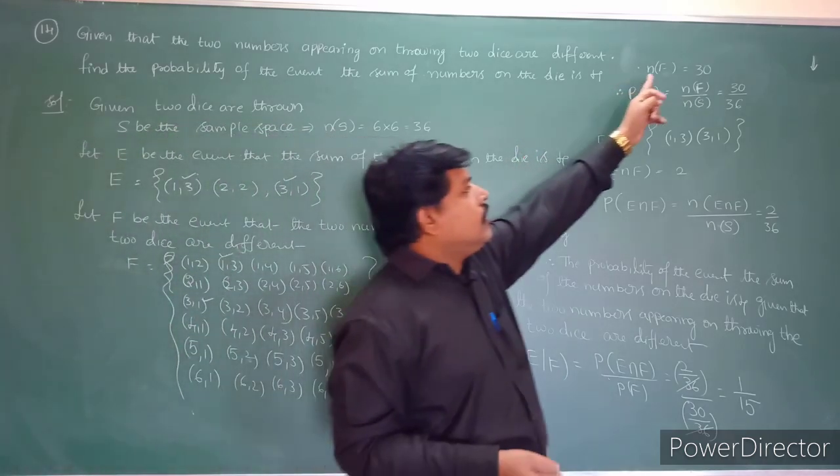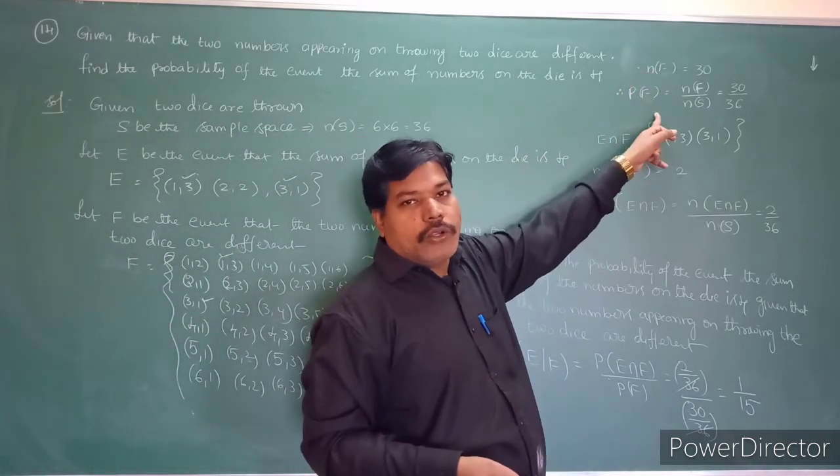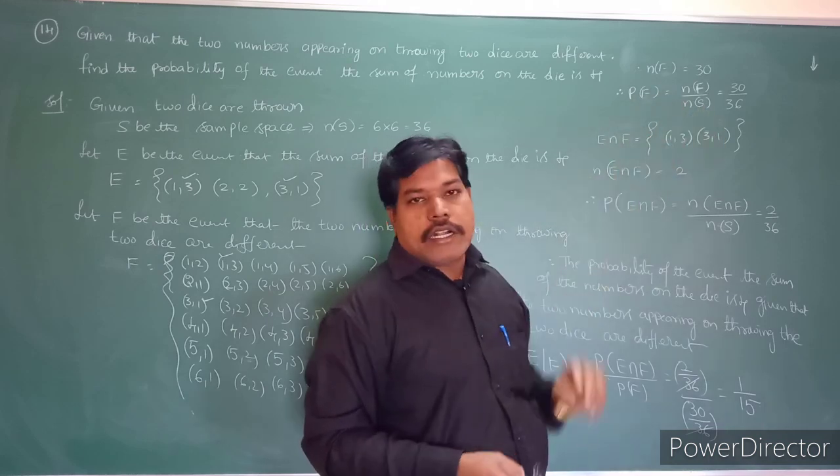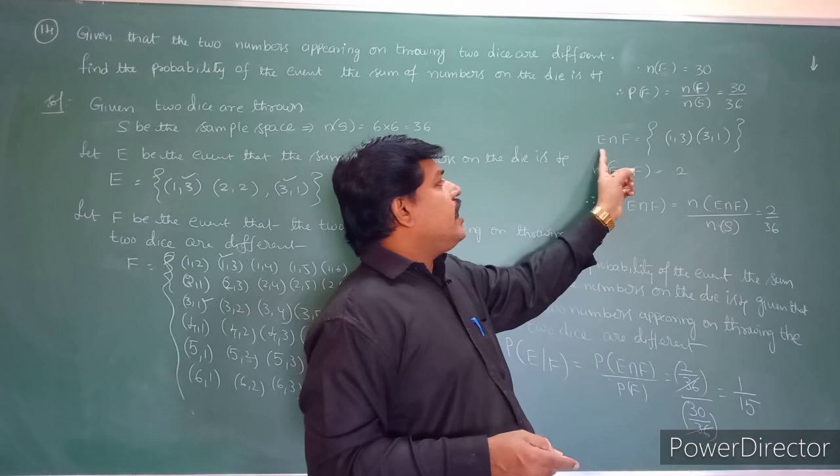N of F is equal to 30. Therefore P of F is equal to N of F by N of S. That is nothing but 30 by 36. So therefore E intersection F.